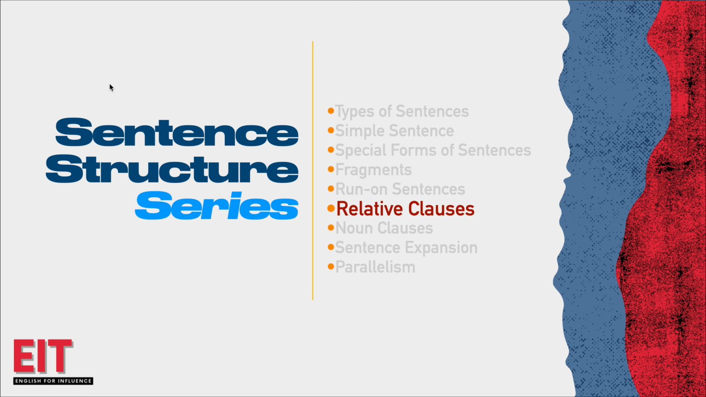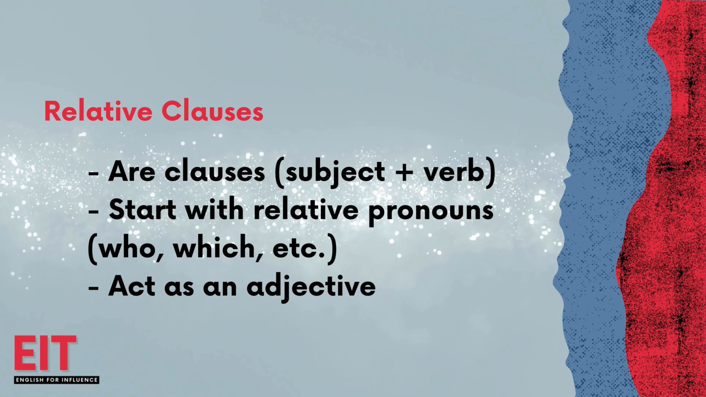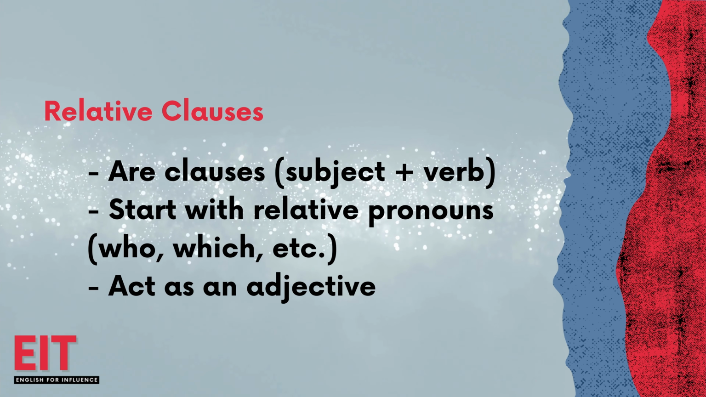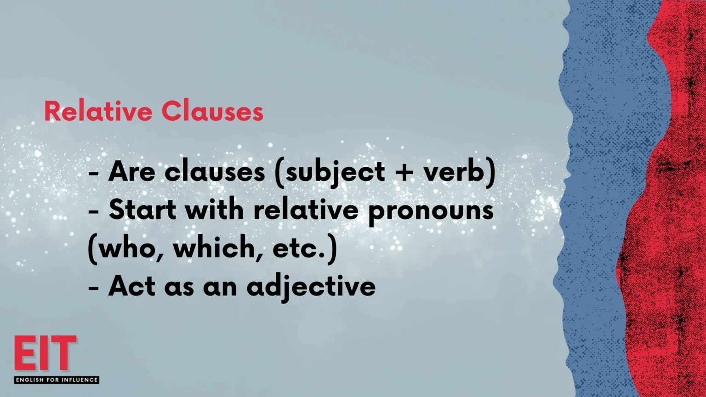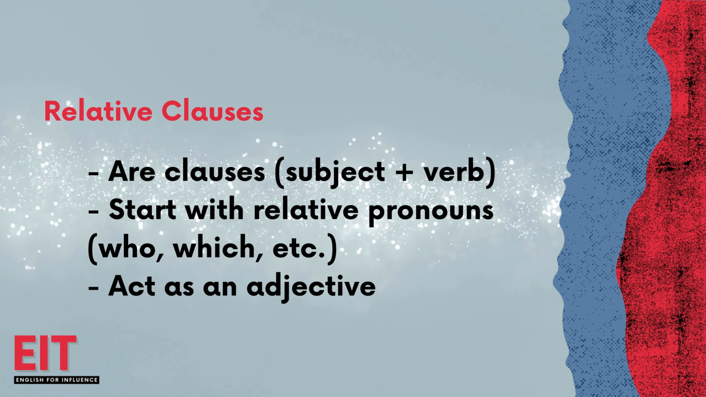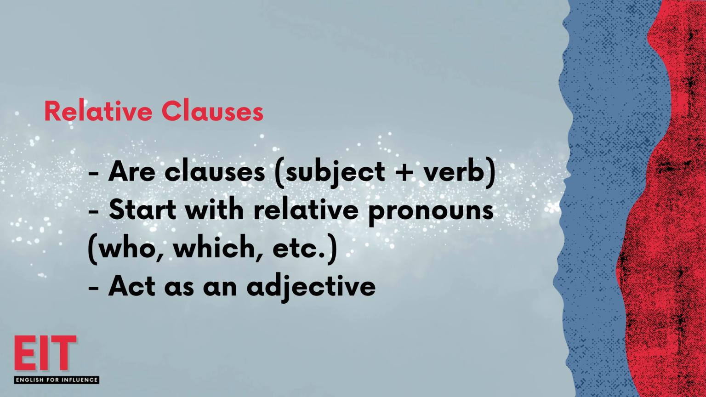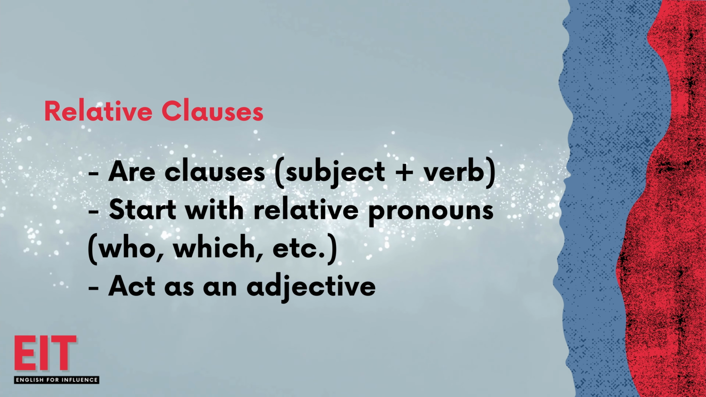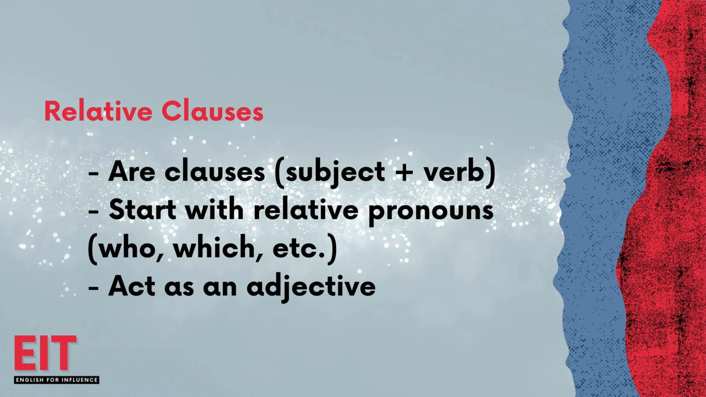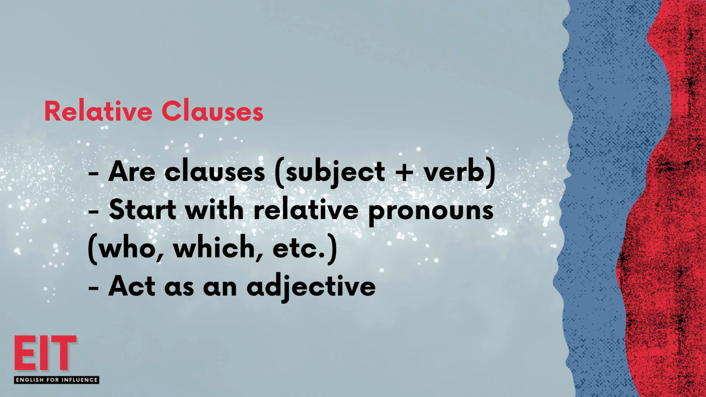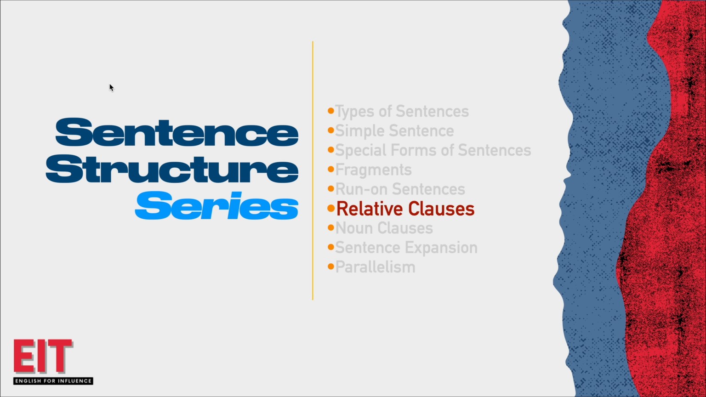In the first part, we learned how to include extra information in our sentences in a correct and clear way by using relative clauses. We specifically learned that relative clauses are clauses, that is, they have a subject and a verb, that they start with a relative pronoun like who and which, and finally they act as adjectives in a sentence. Today, we will step up the challenge a bit by learning the two different types of relative clauses.